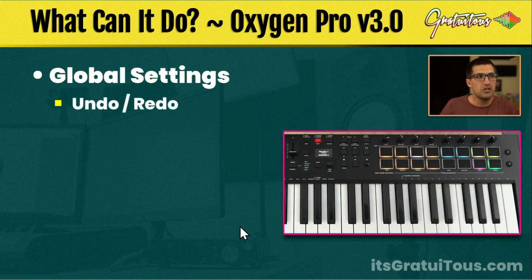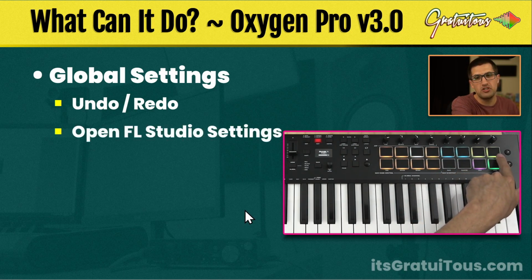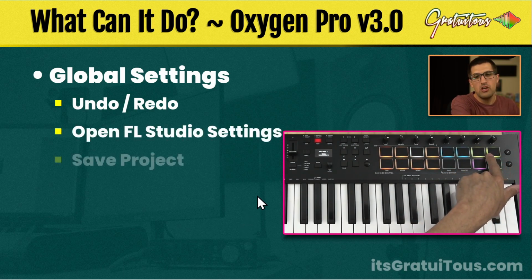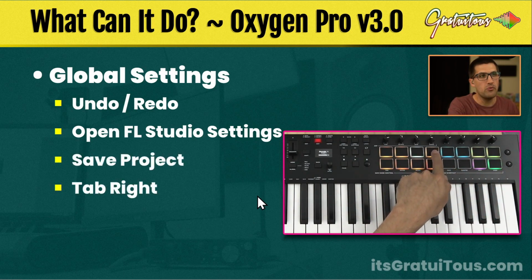So for example, undo, redo, that is just these blue buttons. So this one's undo, this one is redo. We can open up the FL Studio settings. I'll share that with you. We can save the project with this next yellow one. And we can tab right with this one right here.